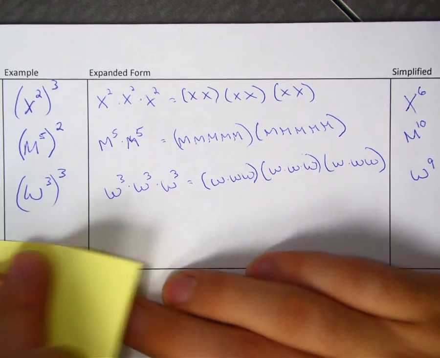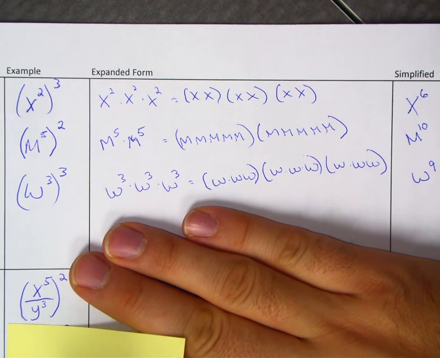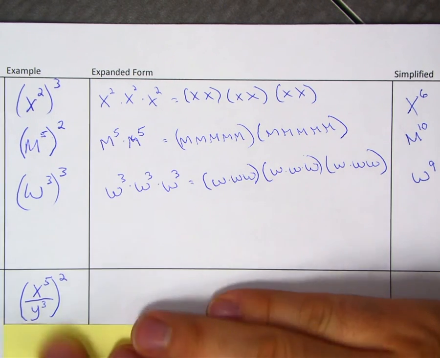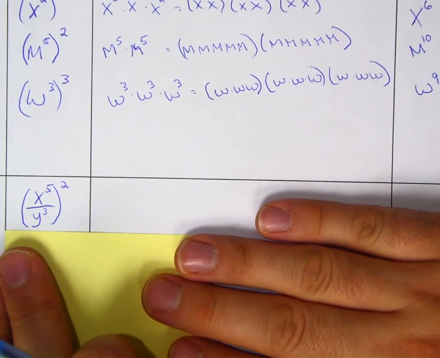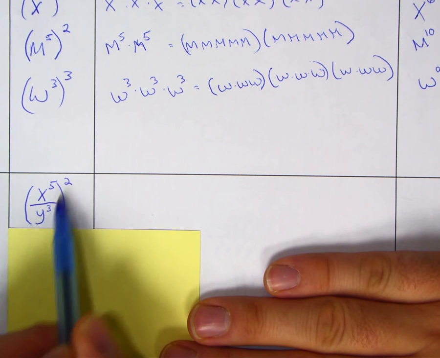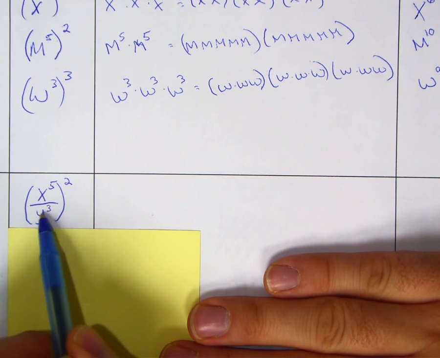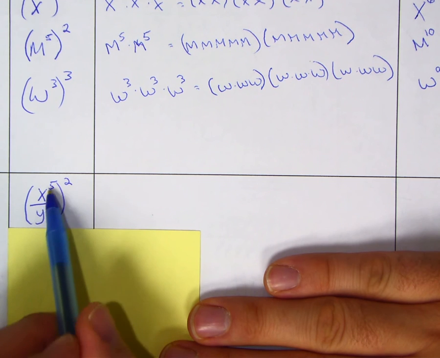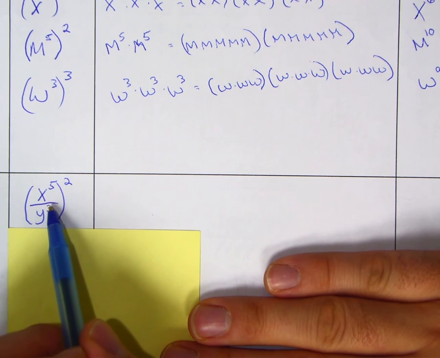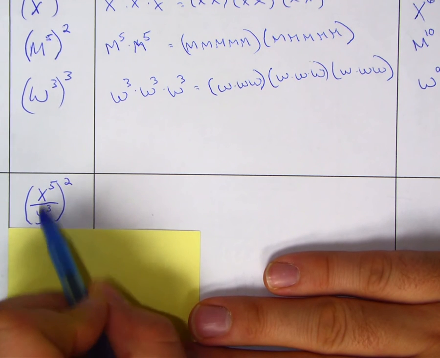Alright? So the next thing we're going to talk about is what's called the power of a quotient rule. So in the power of a quotient rule, we've got x to the 5th over y to the 3rd, all to the 2nd. Now if we had x to the 5th over x to the 3rd, we could subtract those if you remember back to the quotient rule, right? But they don't have the same base, so we can't.